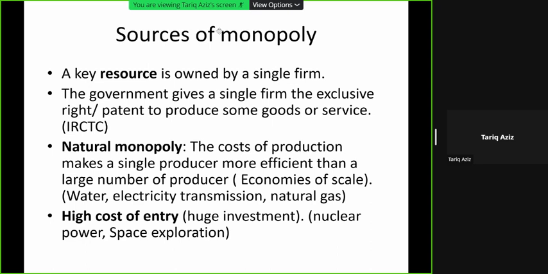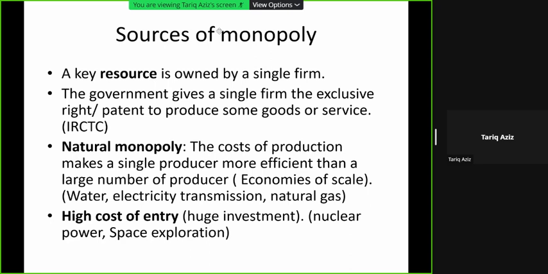Then there can be a natural source of monopoly also. Say, for example, you are aware of the concept of economies of scale, that if a product is produced at a very large scale, that will reduce per unit cost. This concept is known as economies of scale.